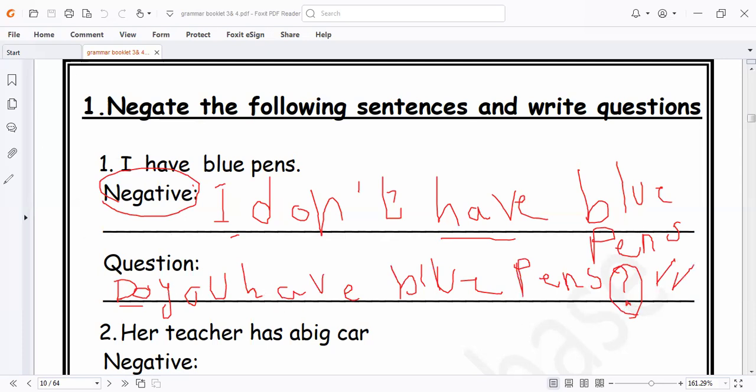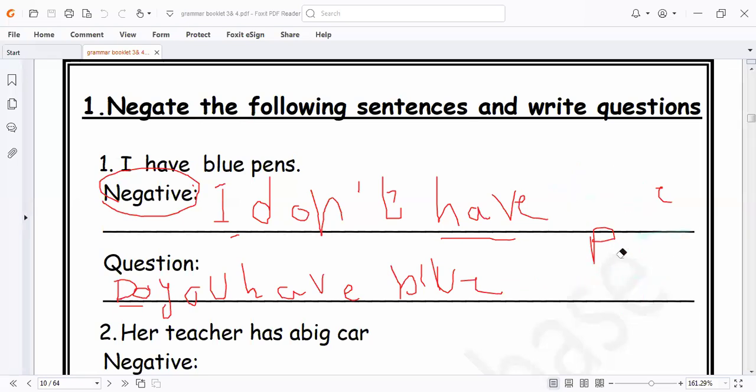Do you have blue pins? Let's go to answer the next one. This is in plural. In singular, I do what I will say. I will do it to see it with me.